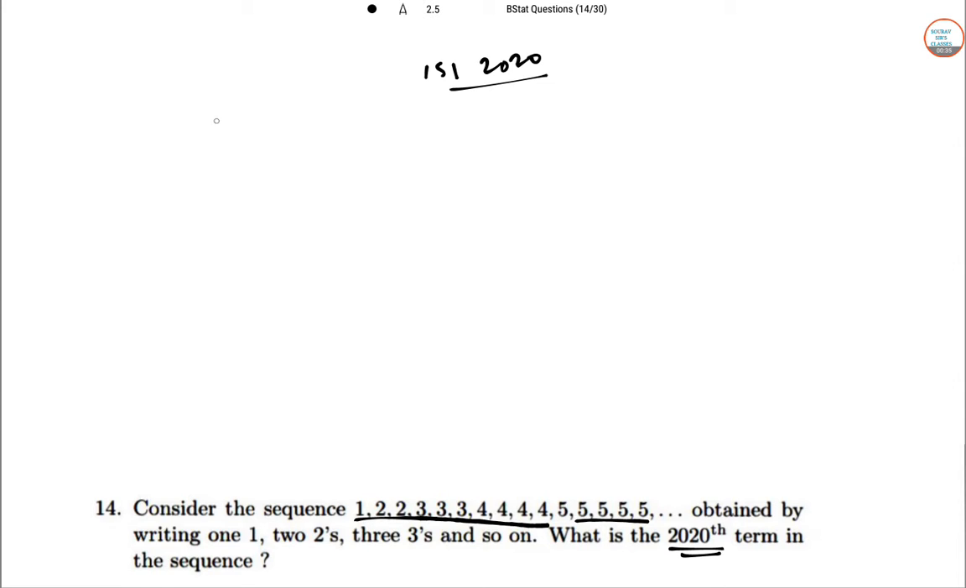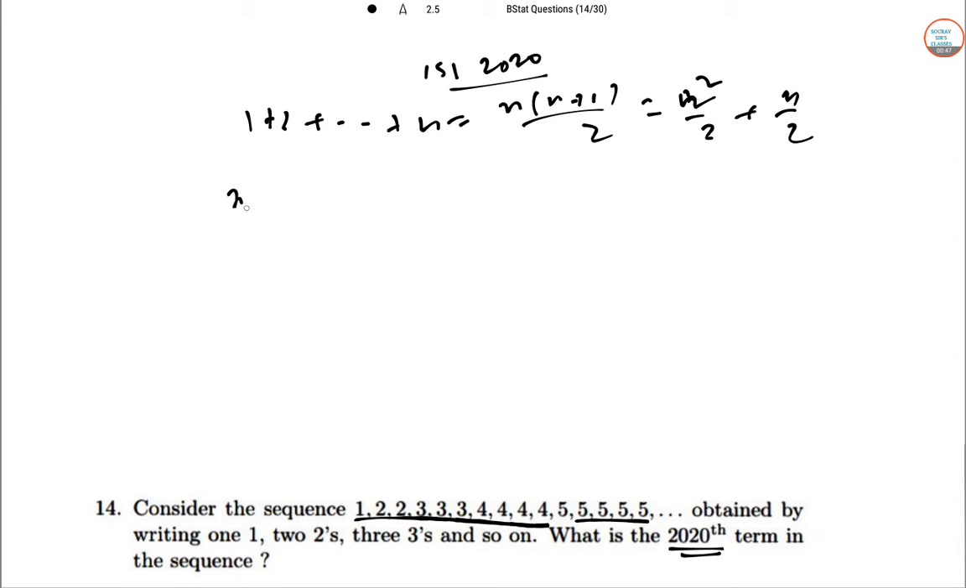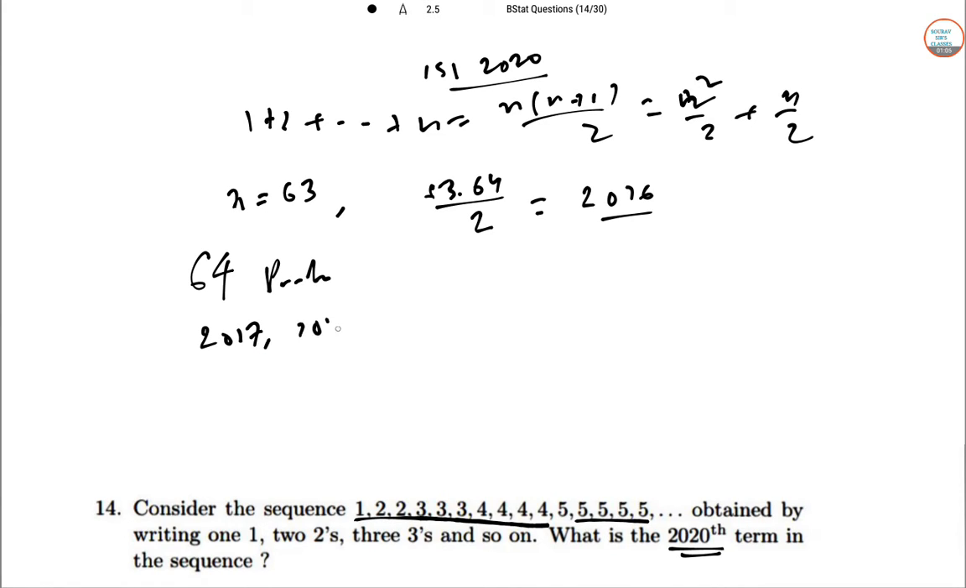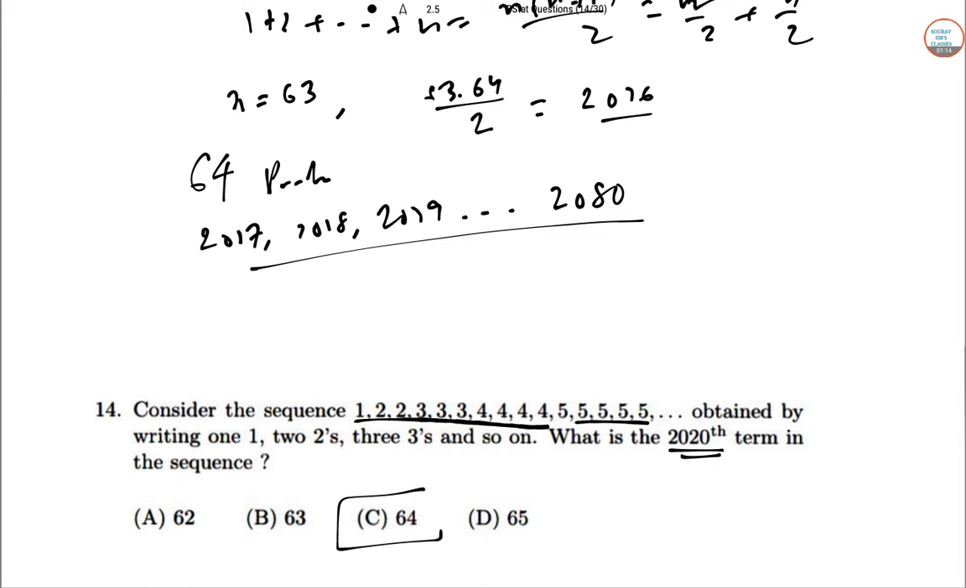The last position where the integer n appears is 1 plus 2 plus dot dot dot plus n, which we know is n(n+1)/2, like n squared by 2 plus n by 2. So this is the pattern. Now if n equals 63, then 63 times 64 by 2 gives you 2016. The number 64 appears in 64 positions, like 2017, 2018, 2019 and so on. This will go till 2080. Hence if we check the options, 64 is the answer. So C is the answer to this question.